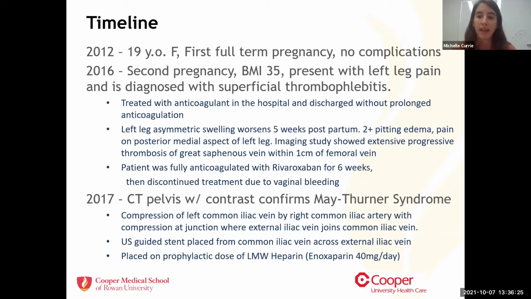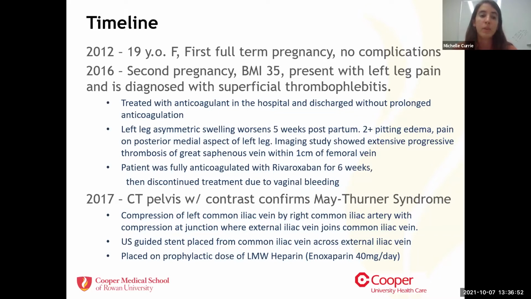So later that same year, she's 5 weeks postpartum, and she presents with left leg asymmetric swelling, and it's worsening. And since she's postpartum, we would expect the swelling to be going down. She shows 2+ pitting edema. There's pain on the posterior medial aspect of the leg, and imaging studies showed extensive progressive thrombosis of the great saphenous vein within 1 centimeter of the femoral vein. So the patient was fully anticoagulated with rivaroxaban for 6 weeks, and then she discontinued the treatment due to vaginal bleeding.